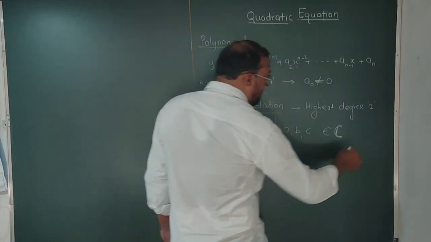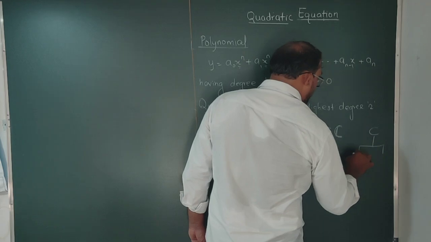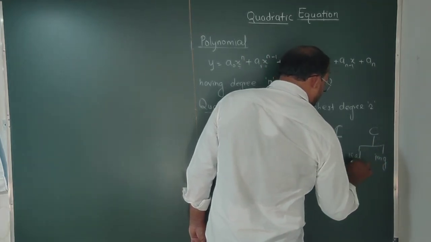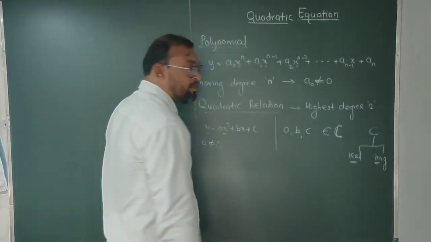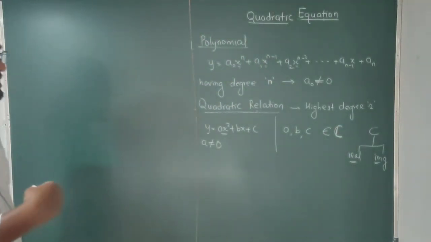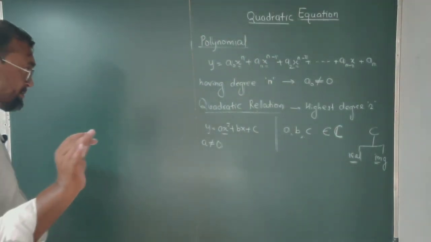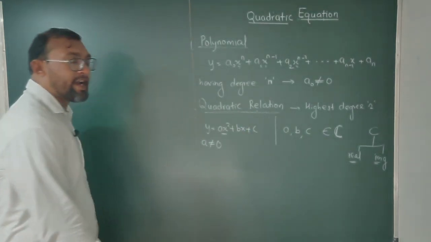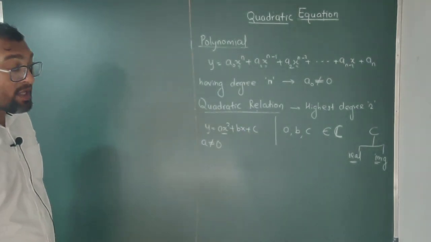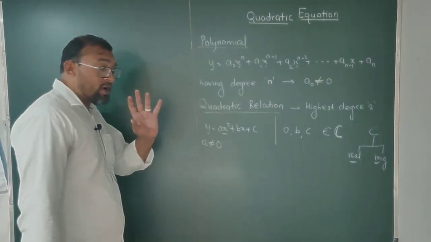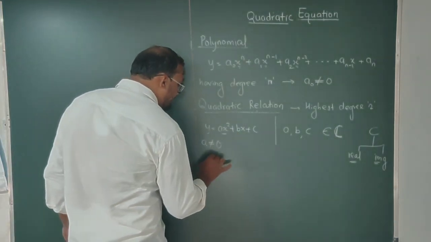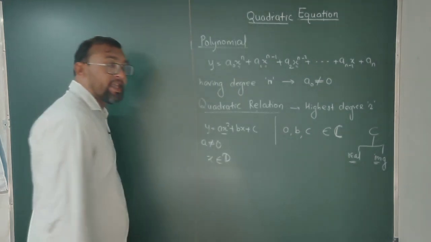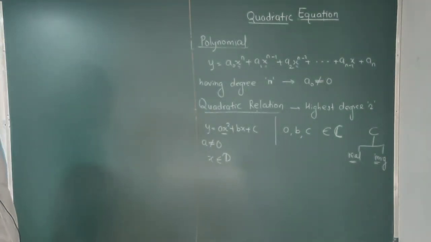Here the values of a, b and c can take any value from real numbers to complex numbers. Because in complex numbers we already have two parts, real parts and imaginary parts, if a, b and c belong to complex numbers, by default it means that real numbers are also included. Okay, so this is the basic definition of a quadratic relation or equation. Now, the values of x we can take are any value in the domain of x.